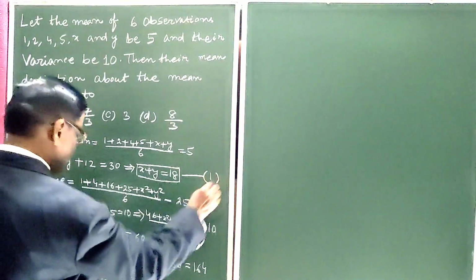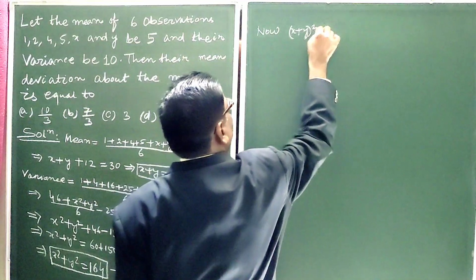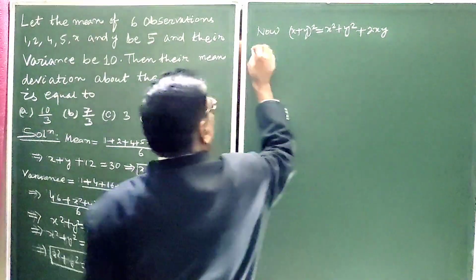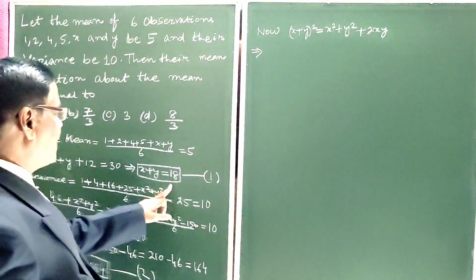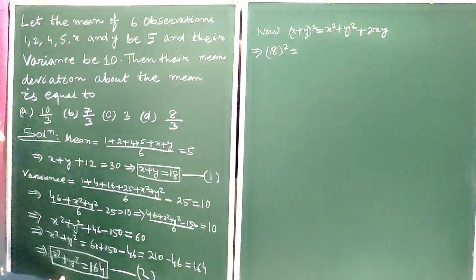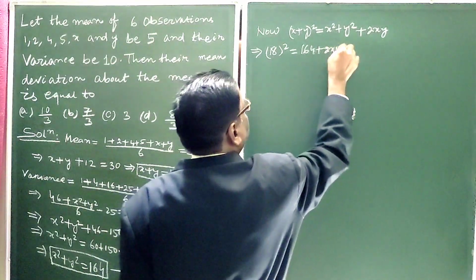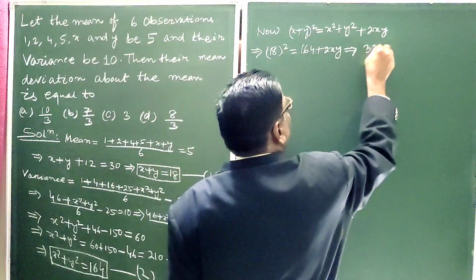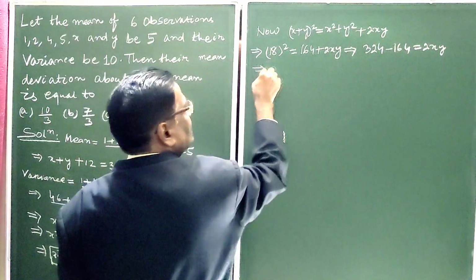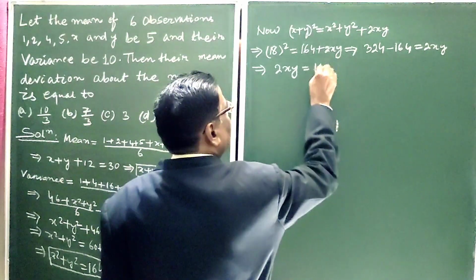Let us take this as equation 1 and this as equation 2. Now, (x + y) whole square is equal to x square plus y square plus 2xy. Here x plus y is 18, so 18 square, which is 324, is equal to x square plus y square, which is 164, plus 2xy. This implies 324 minus 164 is equal to 2xy. This implies 2xy is equal to 160.